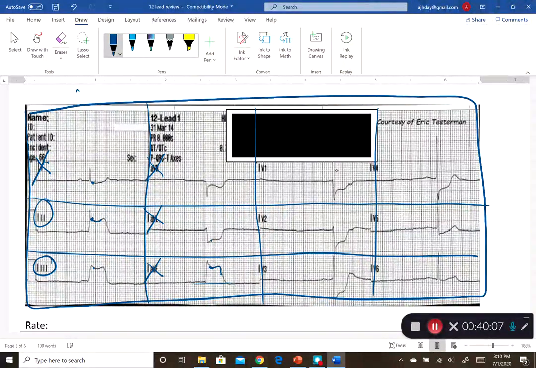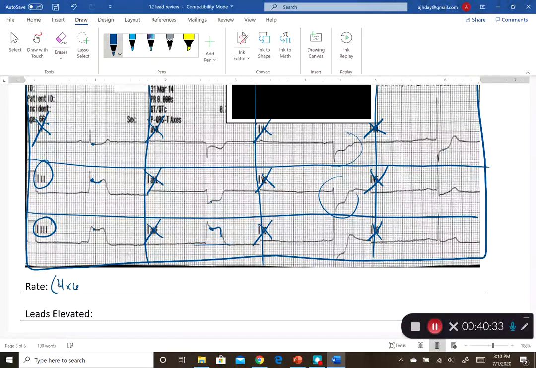V1, my complex is over here, but I have depression. V2, some massive depression. V3, massive depression, and I would expect to see depression somewhere if I had elevation somewhere else. V4 depression, I'm going to cross it out because it's not elevation. Same with V5, and then V6 looks pretty normal. So let's figure out our rate. 1, 2, 3, 4. It's not good. 4 times 6, that gives me a heart rate of only 24 beats per minute. My leads elevated. Oh, I don't know why I crossed AVF. There's some huge elevation there, so that was a mistake. I got 2, 3, and AVF.